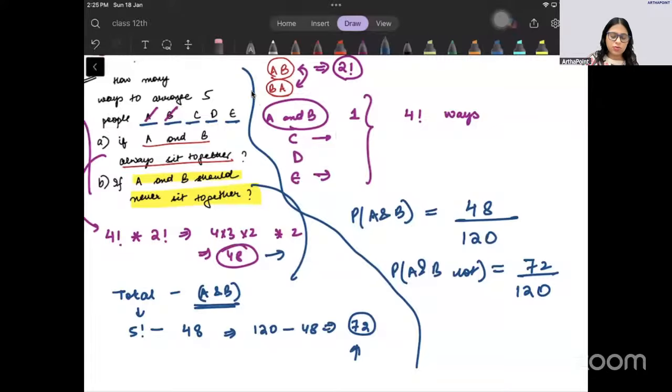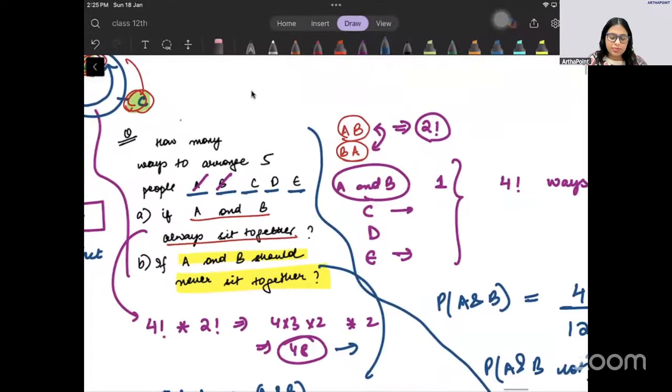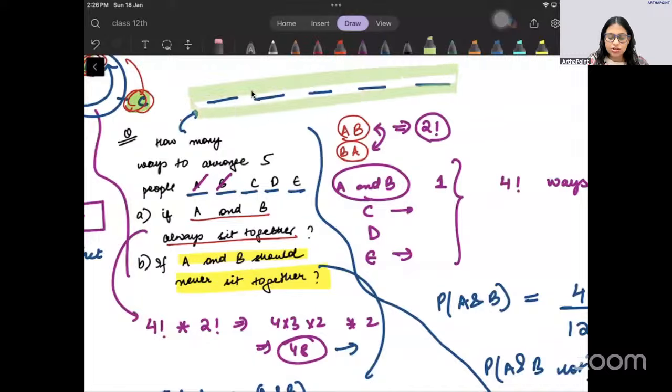No, this is not circular, na? I'm sorry if it seemed like that. This is just arrangement of 5 people. This is another application that I was teaching. It is not circular in this case.